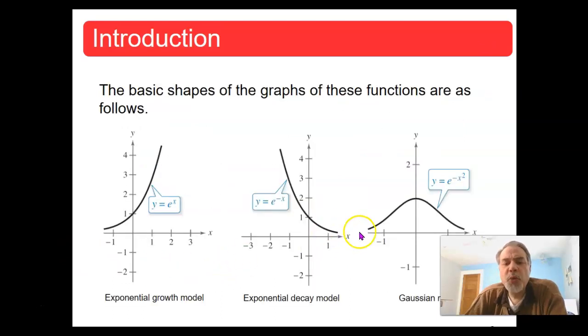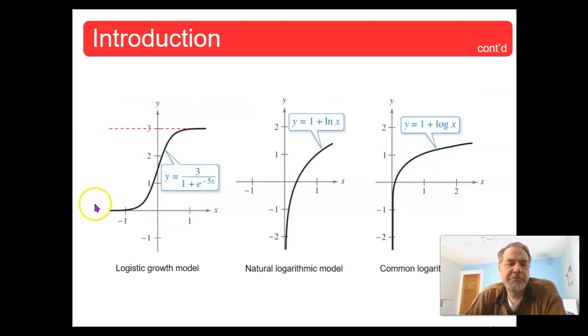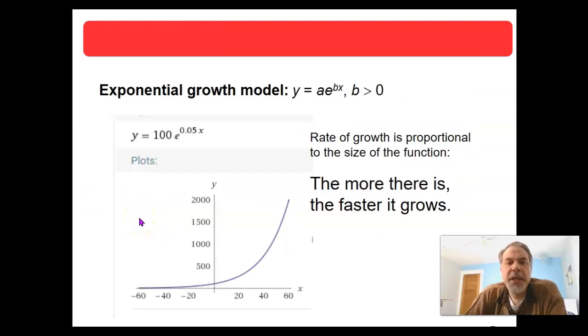And we won't really do anything with these other kinds, but like I said, I want you to be aware of them and just be exposed to them. So an exponential growth model, here's one particular example. If I wrote y equals 100 times e to the 0.05x, that would be an example of an exponential growth model. Here the number a is 100 and the number b is 0.05, and the graph looks like this. At first it looks pretty flat, but before too long it starts shooting way up.